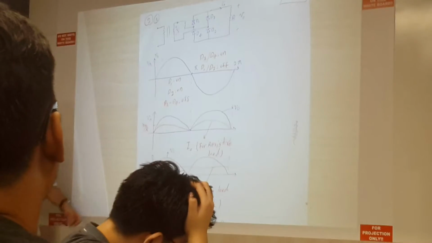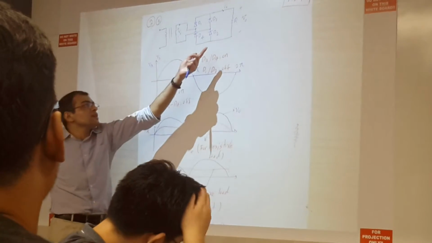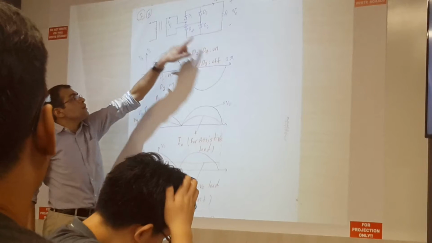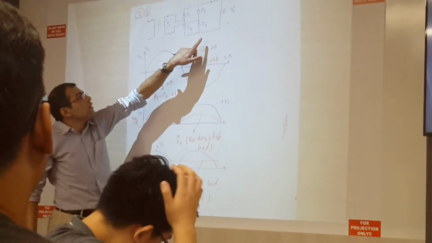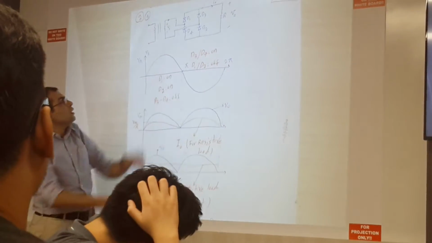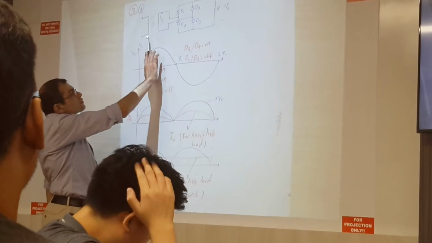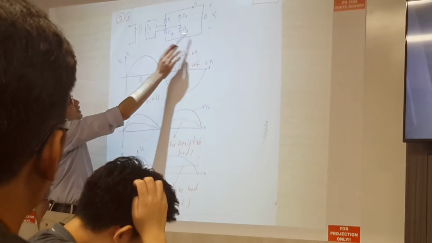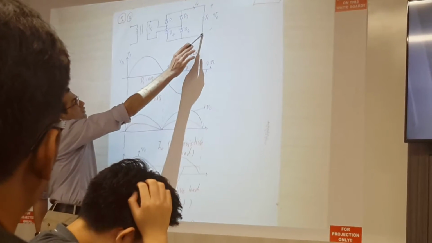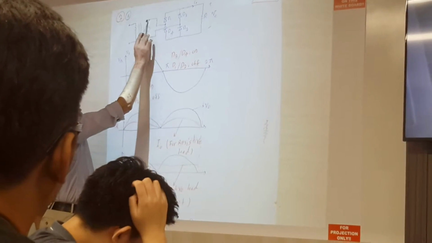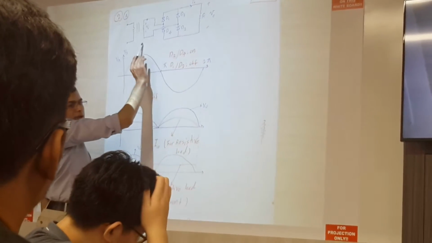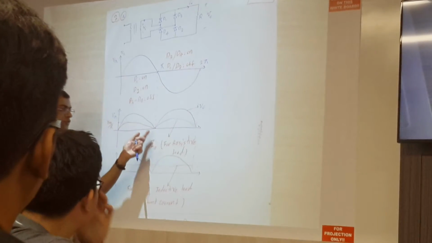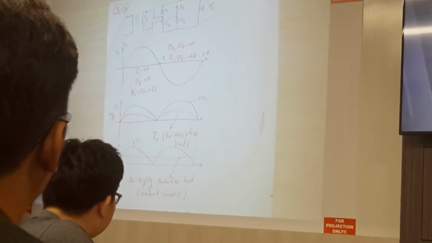So you understood. In this case, you can see that the negative point of the source is connected to the positive point of the load, and the positive point of the source is connected to the negative point of the load. So VO becomes minus Vs. So since Vs is negative, VO becomes positive.